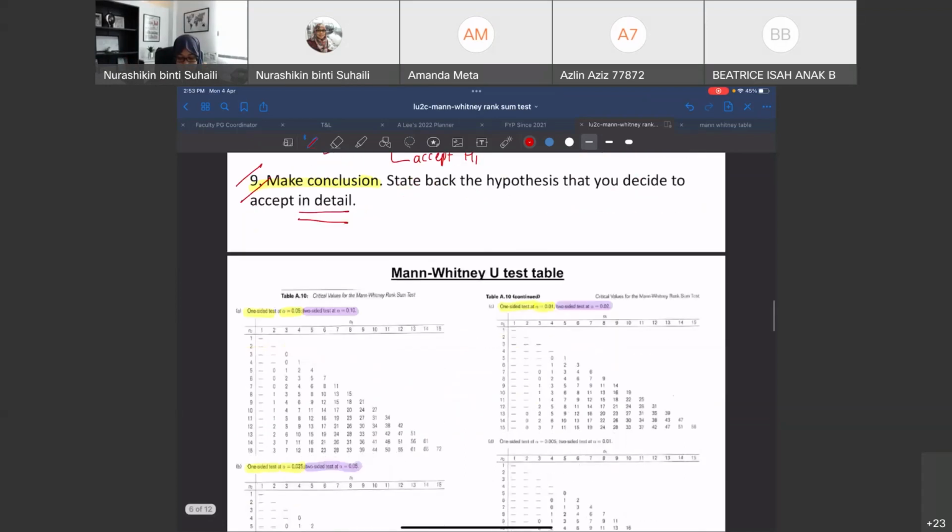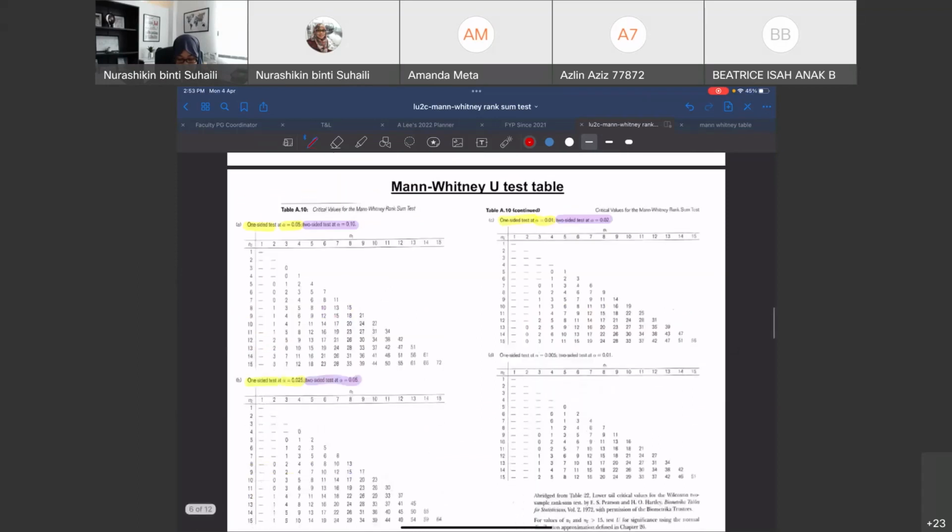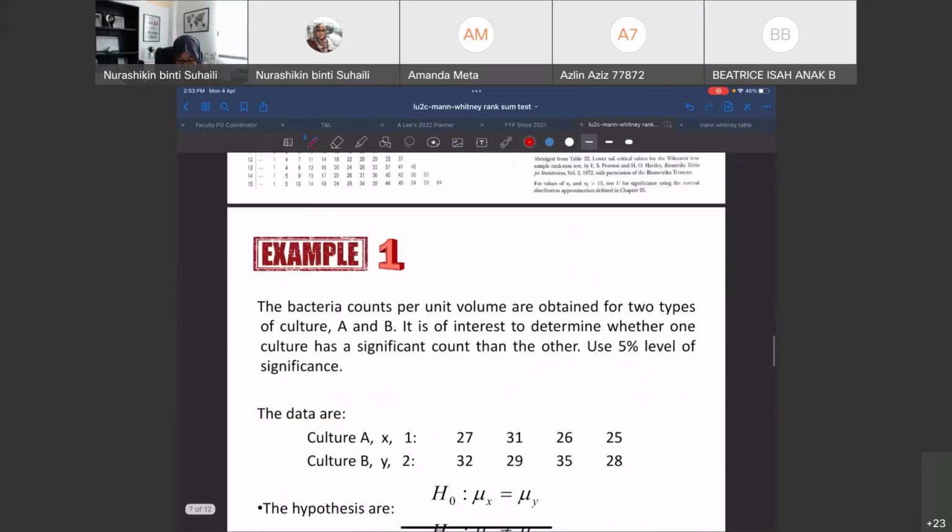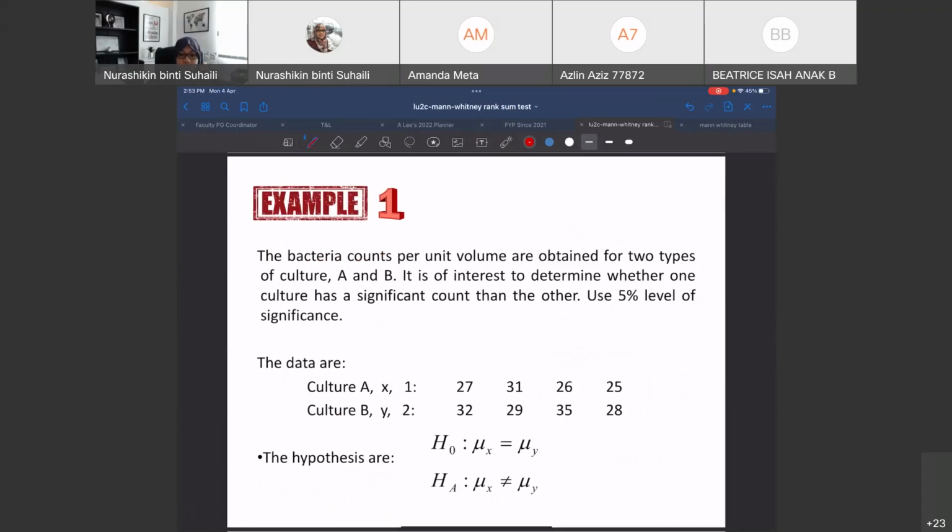Okay, so those are all the steps, and this is the table of Mann Whitney. And that's all for today's lecture. That's what the test is all about.